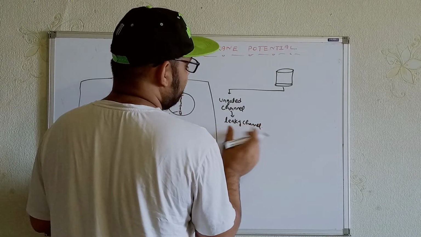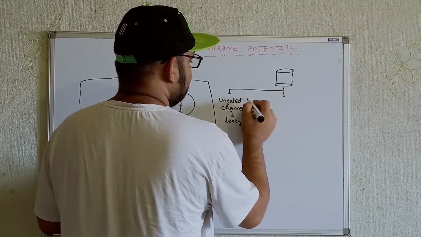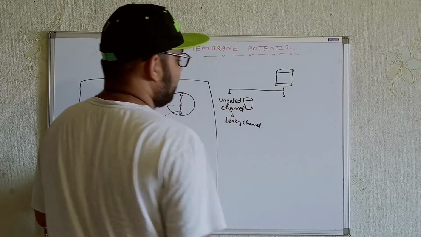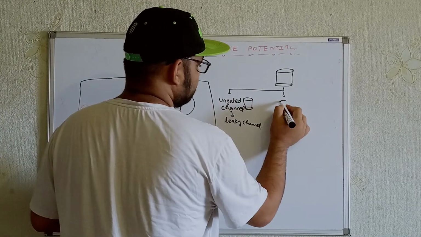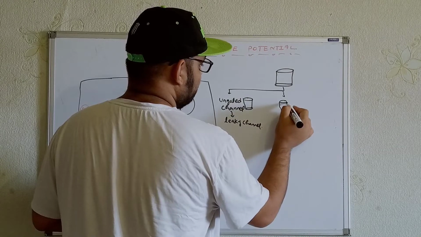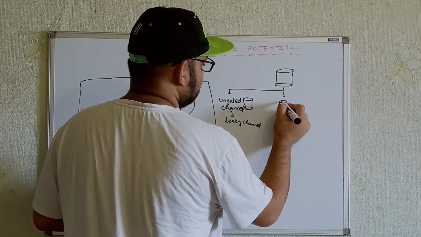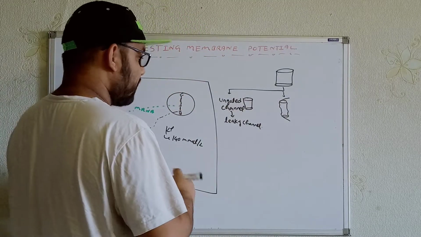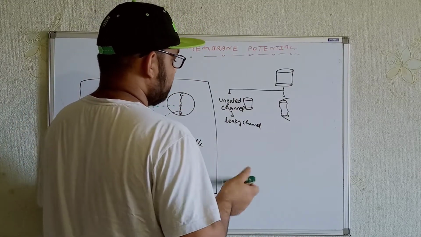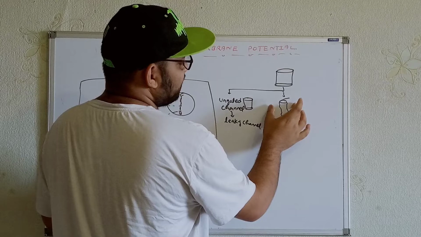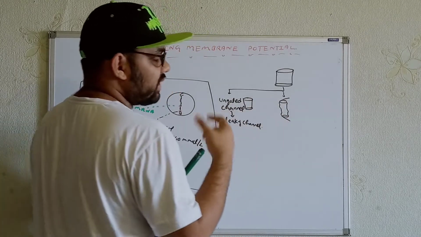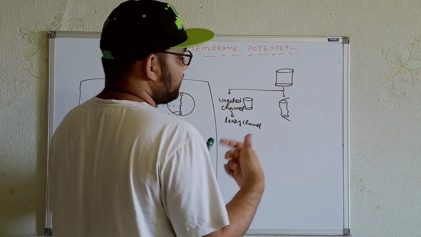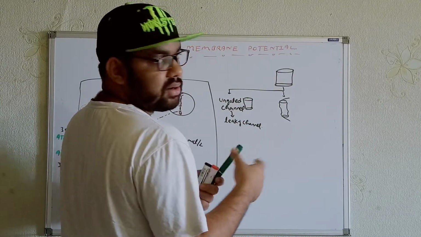Okay, they are freely permeable. Now another type of channel we will get, for example, is the leaky channel. Another type of channel we will get, just like this, is the voltage sensitive ion channel. That means this channel will open and close with voltage changes. If there is any change in the voltage, then this channel will open, and if there is a change in the voltage, we will see this channel get closed.